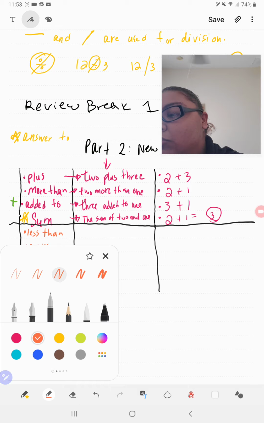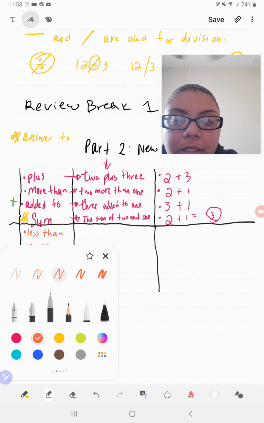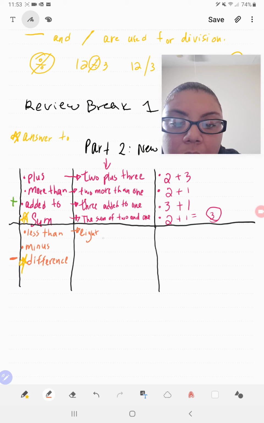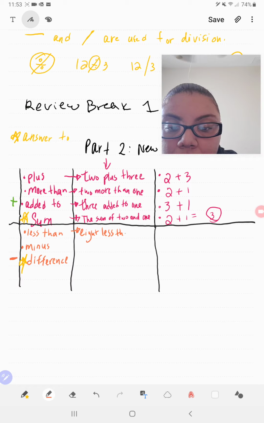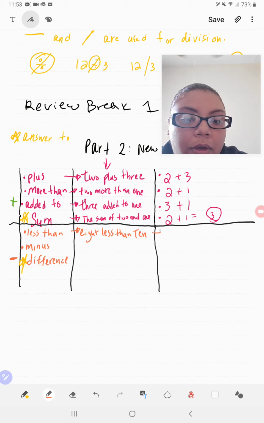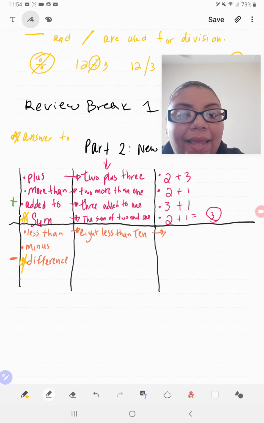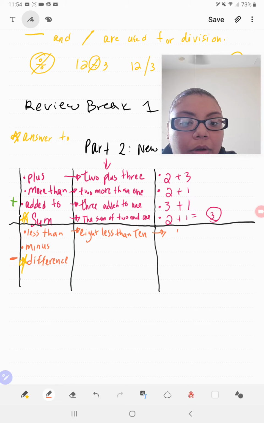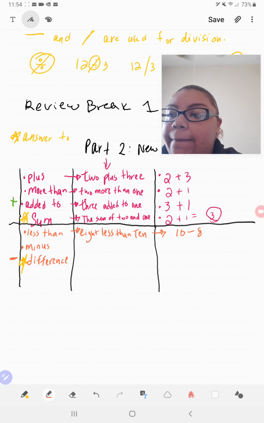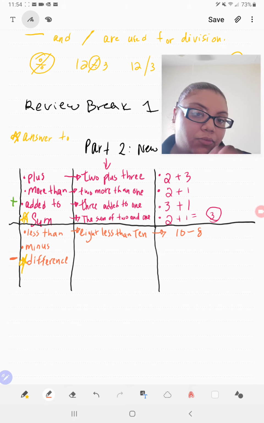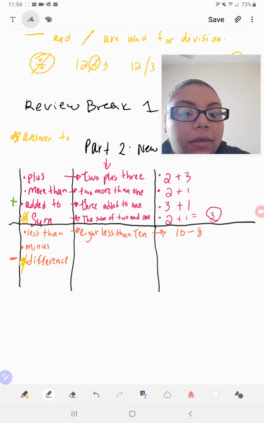Okay, next. So we've got 8 less than 10. For this one, naturally you want to do 8 minus 10. That's not what you're doing. You're doing 8 less than 10, so 10 minus 8. Okay? So don't get it confused. It's 8 less than 10, and it's written 10 minus 8. Okay? Fix that.